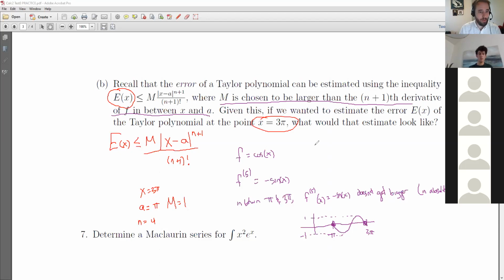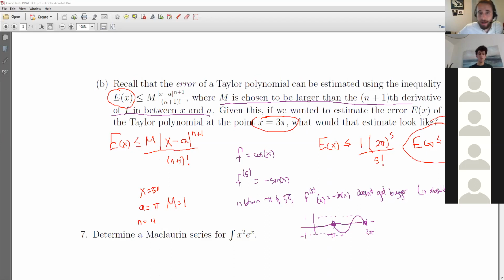And so when we tie that all together, we're going to end up with the expression E of x is less than or equal to 1 times 3π minus π, so that's 2π, raised to the 5th, divided by 5 factorial. AKA the error is less than, what is that? So 2 to the 5th times π to the 5th, so 32π to the 5th, divided by 5 factorial, which is 120. So that gives us an explicit bound on how far off our error can be, which is really what we were aiming for in this problem, and that would be our explicit answer. So E of x is less than or equal to all of that.